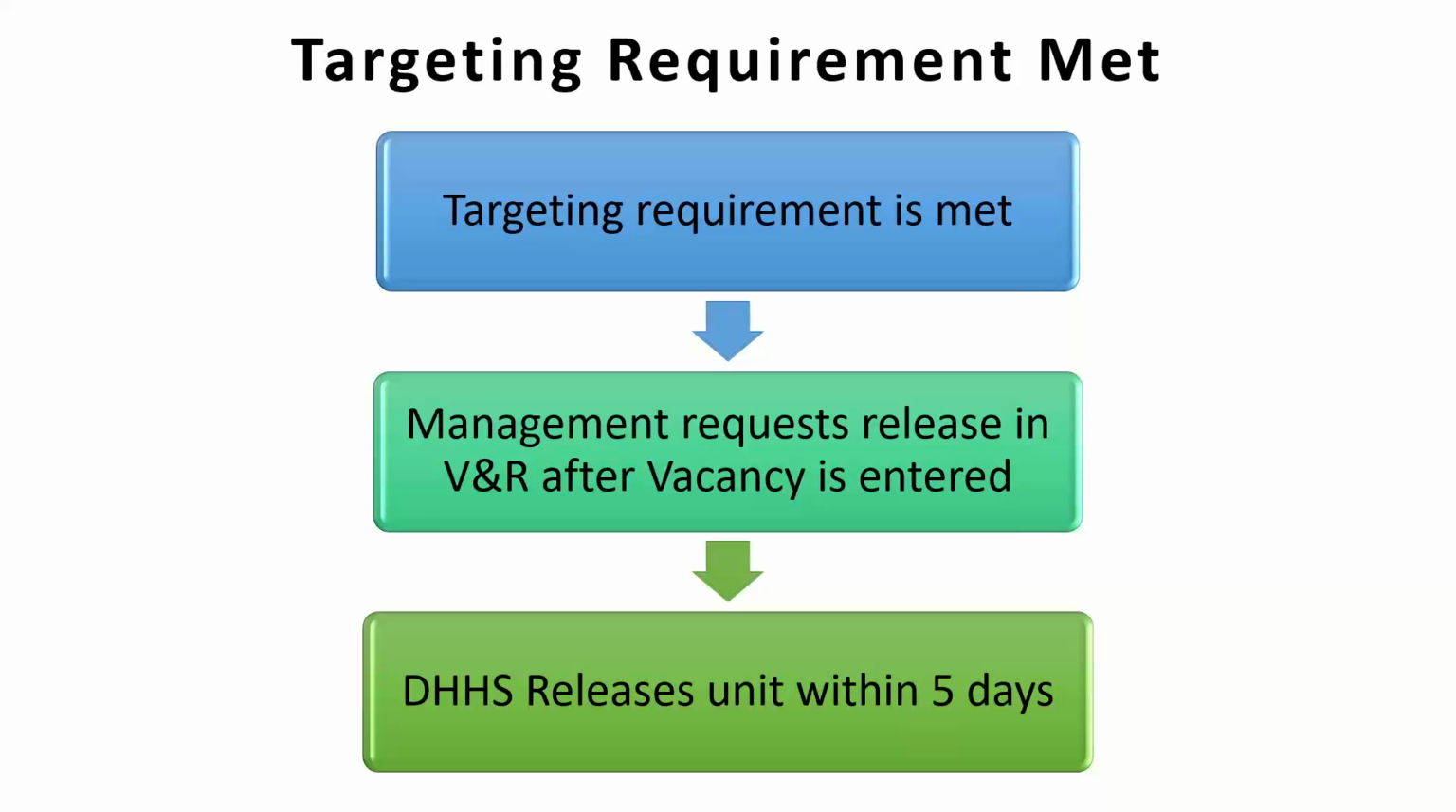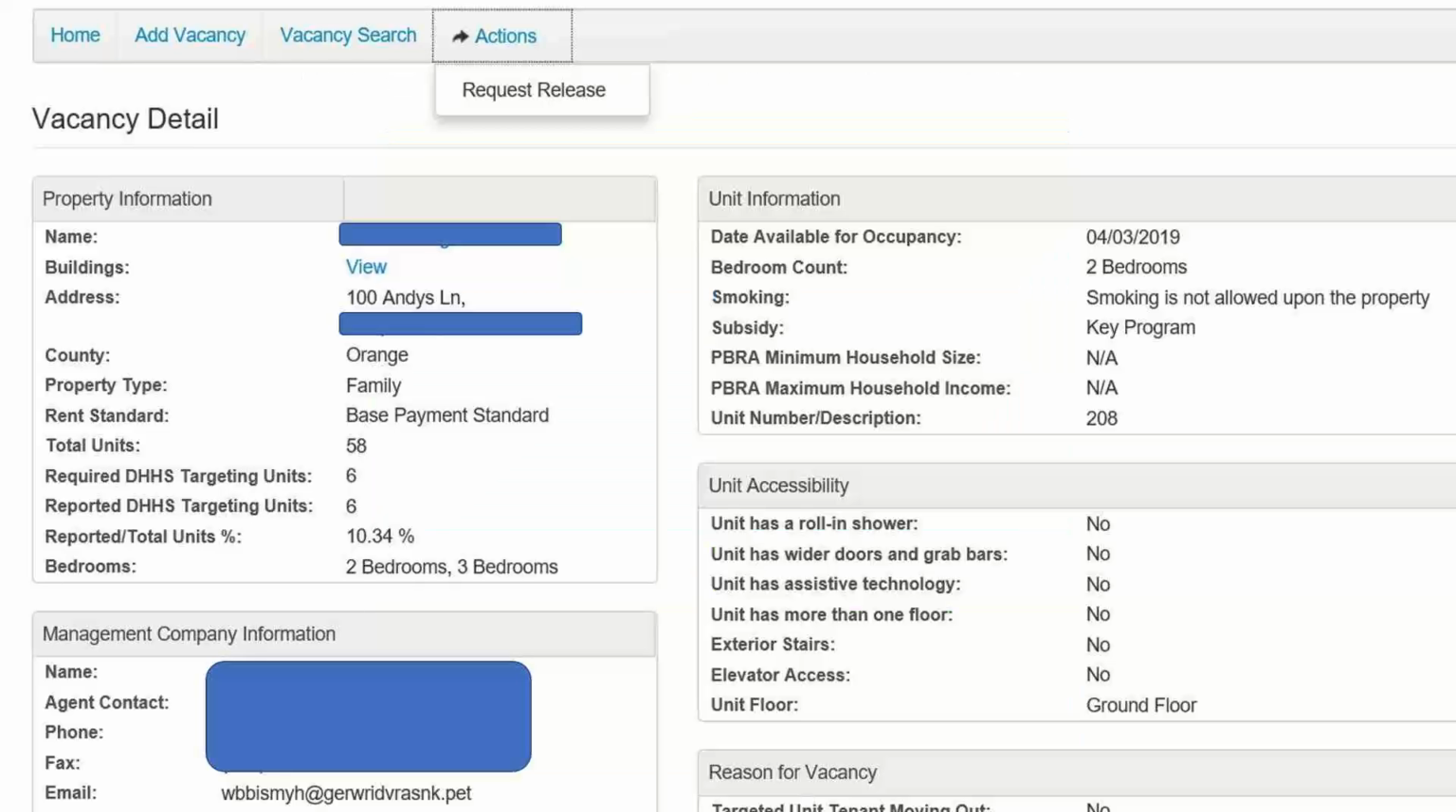Again, even if the property has met their targeting requirement, you still have to report the vacancy in Vacancy and Referral. As soon as you report that vacancy, you will immediately ask for the unit to be released because you have met your requirement, and DHHS will release within 5 days.